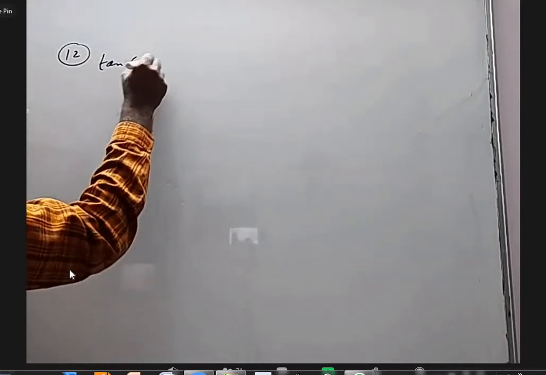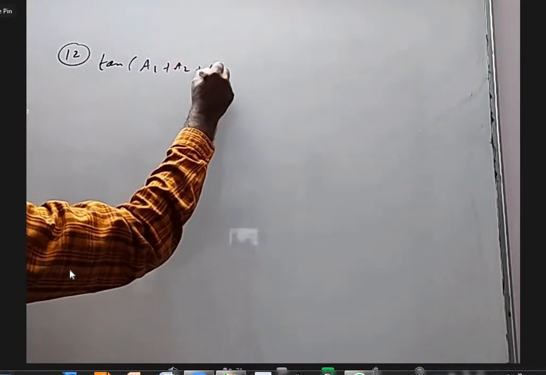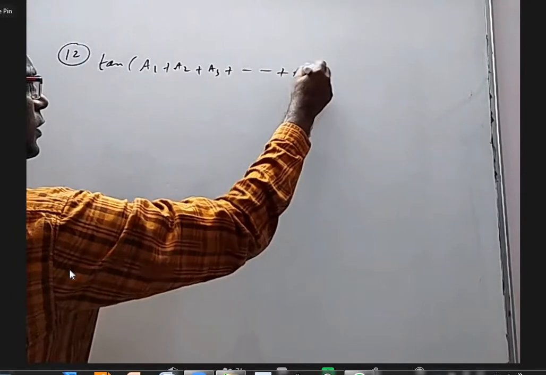Okay, all right. We will complete 3 more formulas. Okay, 12th one. I want to generalize it, not just for 4 things. I want to let it take tan A1 plus A2 plus A3 so on up to AN, if you have n things.